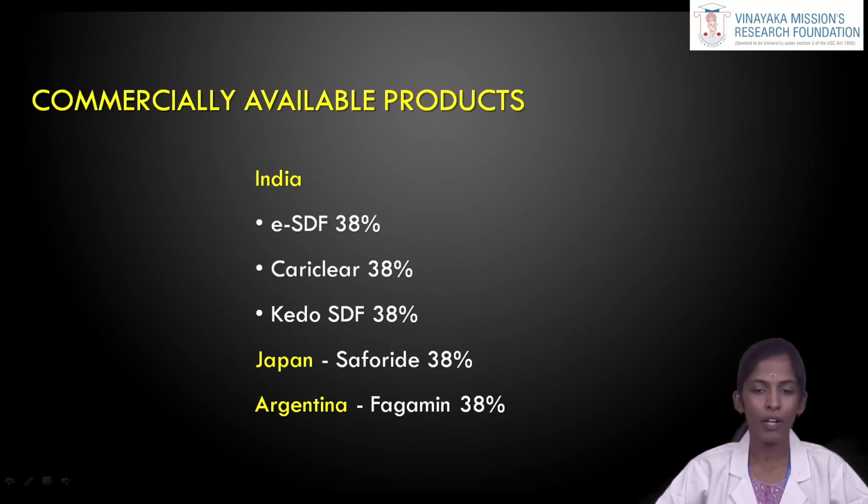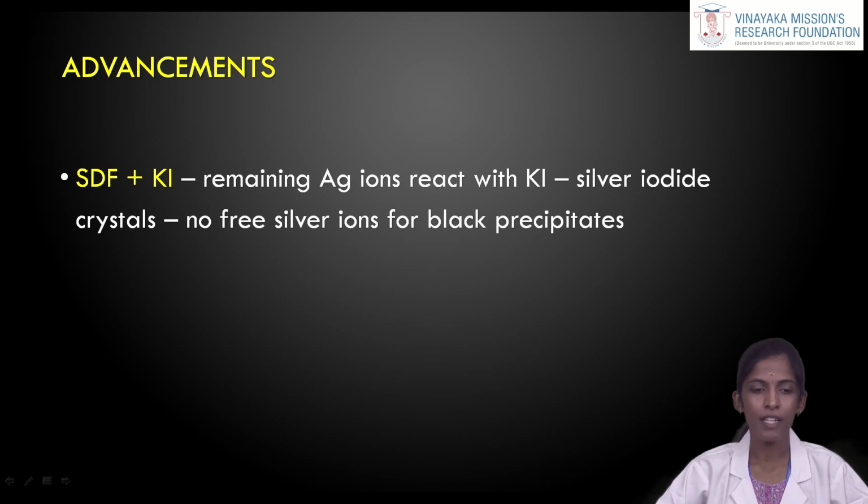The commercially available products of SDF in India are eSDF, Carry Clear, and Keto SDF, and in Japan it is available as Fluoride, and in Argentina as Diamine. The newer advancement of SDF is silver diamine fluoride along with potassium iodide. The reason for adding potassium iodide is that the remaining silver ions react with the potassium iodide, which results in the formation of silver iodide crystals. So there are no free silver ions present to precipitate in the plaque. So we can avoid the discoloration by adding potassium iodide to the silver diamine fluoride.